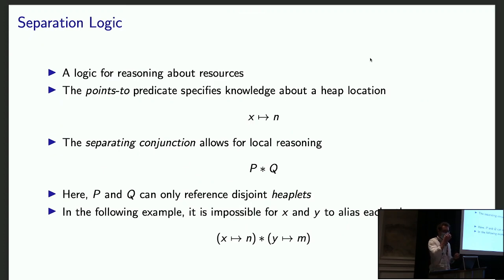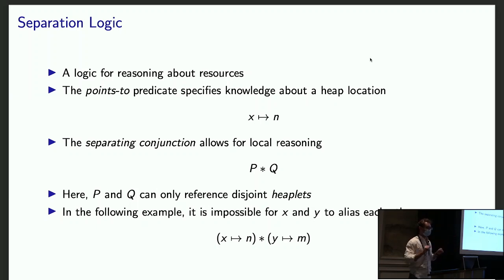Separation logic is an assertion logic that you can use with Hoare logic that allows you to reason about resource usage, including the heap and concurrency. So we have this points-to predicate where you can specify what values pointers are pointing to. So here we have x points to n. And the separating conjunction allows you to join these assertions by doing kind of local reasoning.